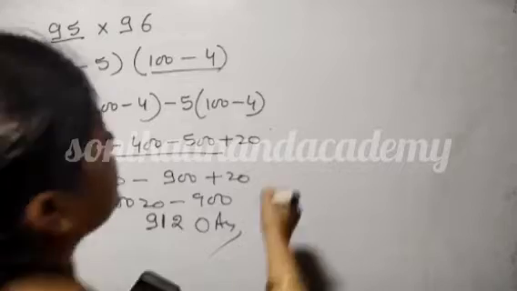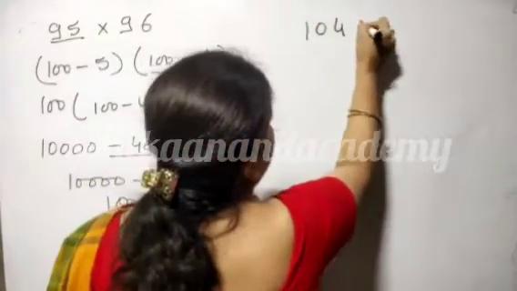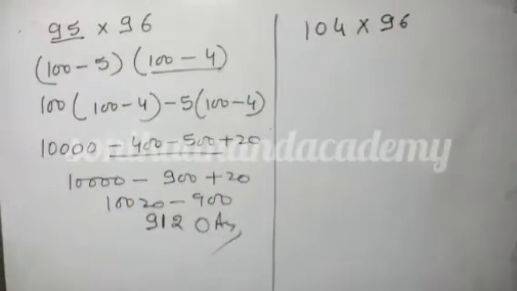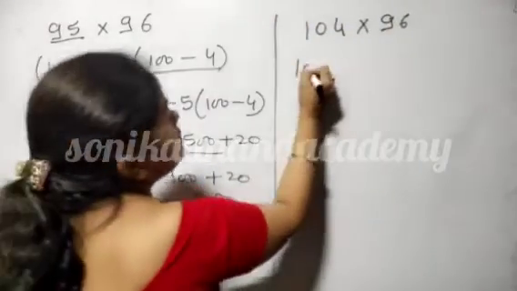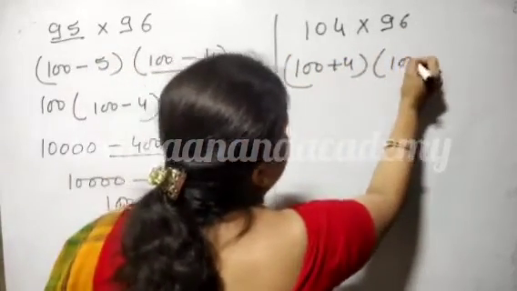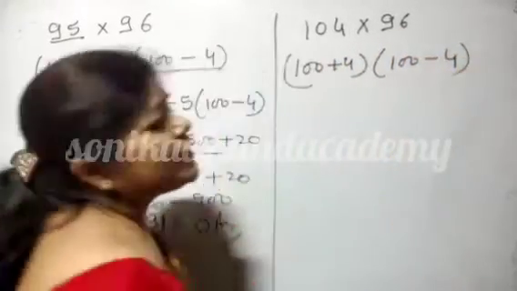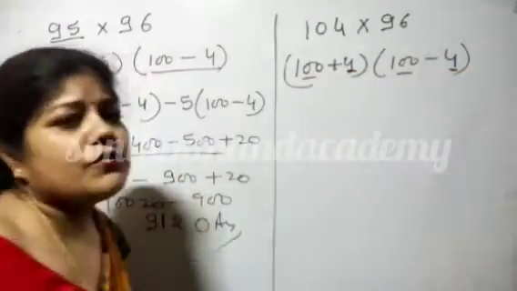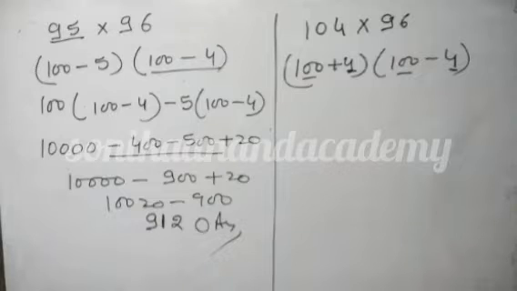Now next question, we have 104 into 96. Here we can take it this way: 100 plus 4, and for 96 we can write 100 minus 4. Now here you can observe that these digits are the same. So when the digits are the same, then we apply the identity.